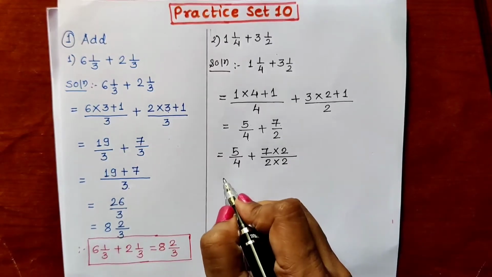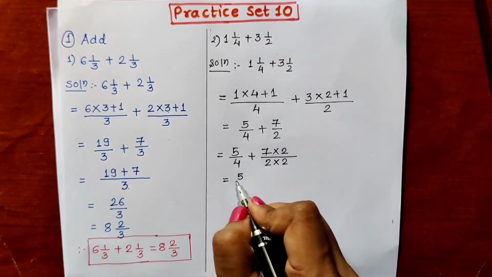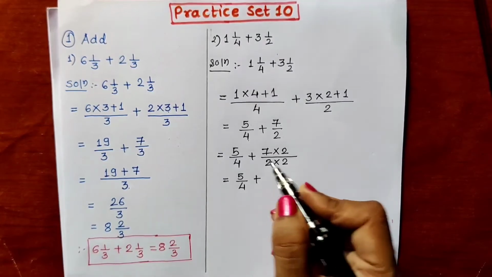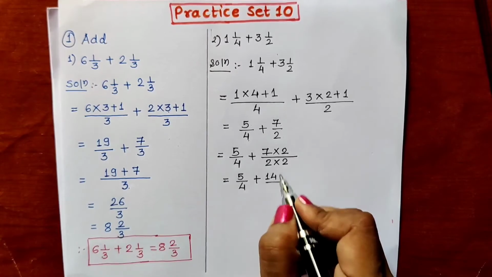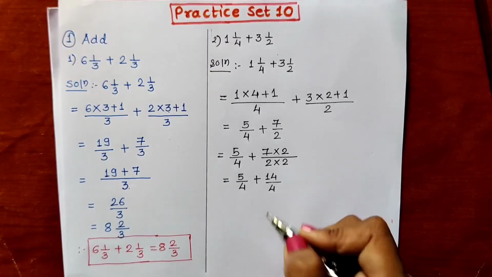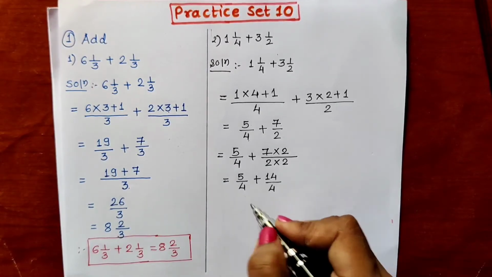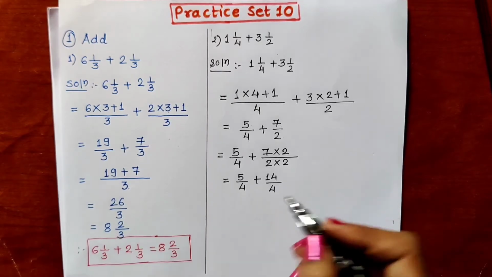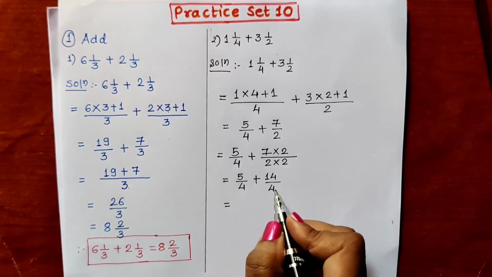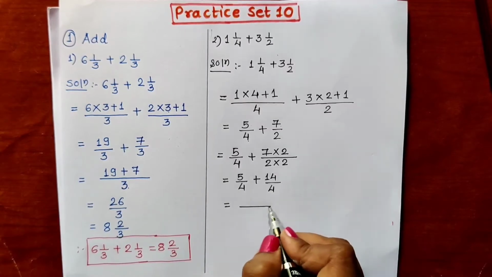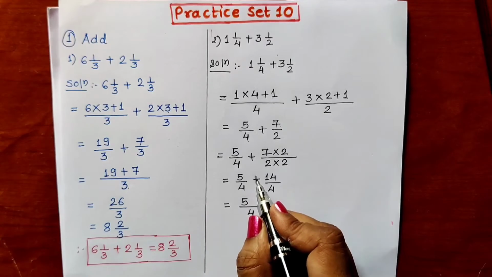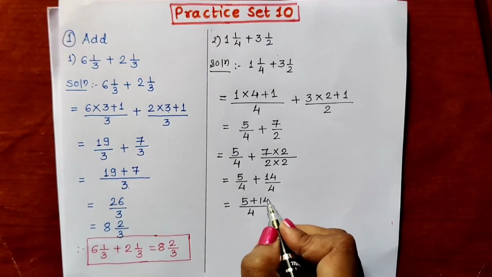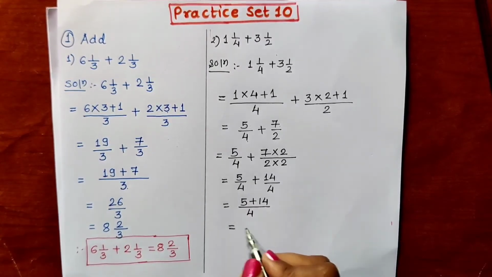Now 5 upon 4 we write as it is. And here we can do the multiplication. 7 2s are 14 and 2 2s are 4. Now we have got equal denominators. Now it is easy to add these two fractions. As we have a common denominator, we write it one time and add the numerators. In the numerator there is 5 plus 14. So we got 19 upon 4.